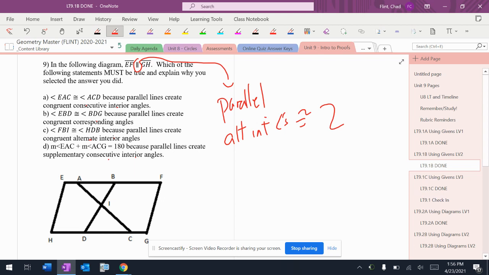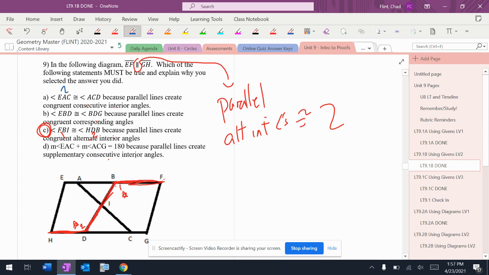I'm going to start with the alternate interior. So FBI and HDB. I'm going to hope FBI is right there. HDB is right here. All right, so there's my 2. All right, can I make a Z? Now, this is a little confusing. That's a Z, and those are in the Z. So that's going to have to be the answer. But let's step through here and rule out the other things and at least talk about why.